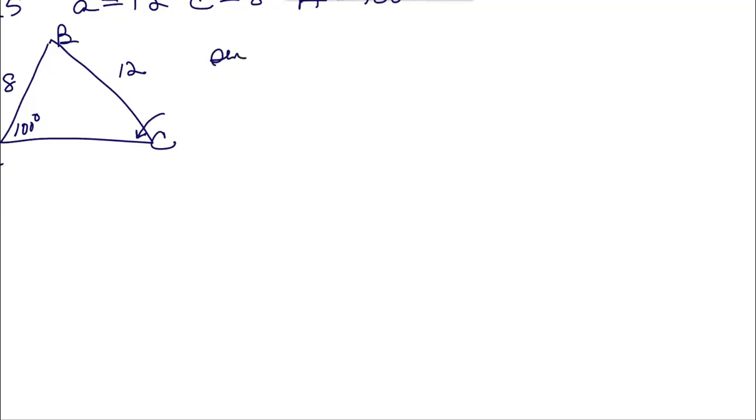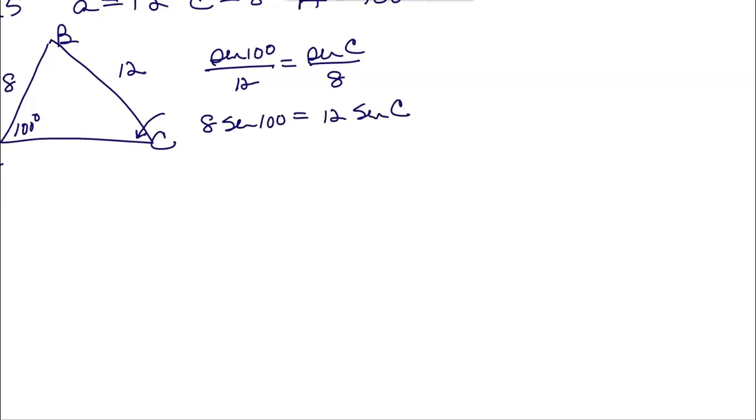So I'm going to say sine of 100 over 12 equals sine of C over 8. So what I'm going to do now is say 8 times the sine of 100 equals 12 times the sine of C. Divide both sides by 12, and then take the inverse sine of the expression on the left, and I get that angle C is going to end up being 41 degrees.